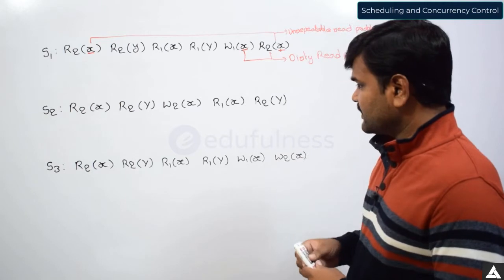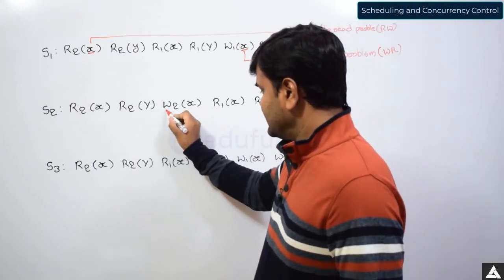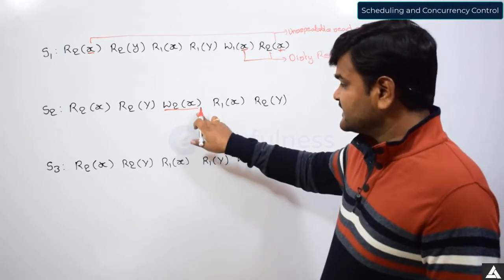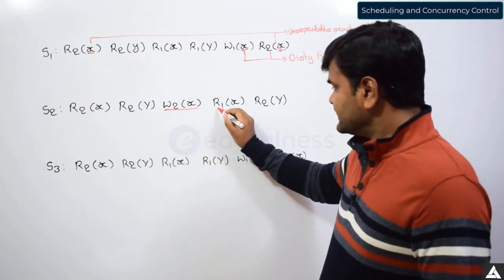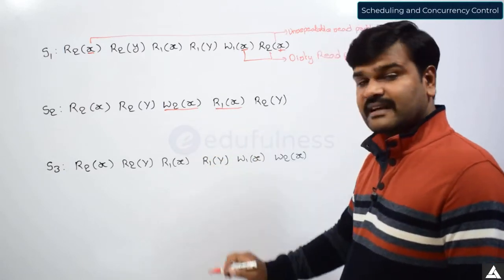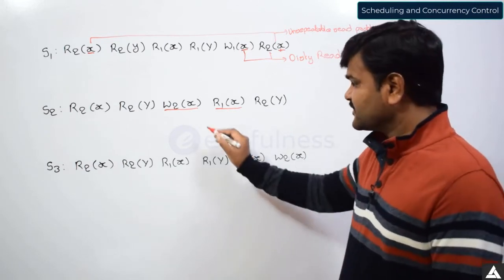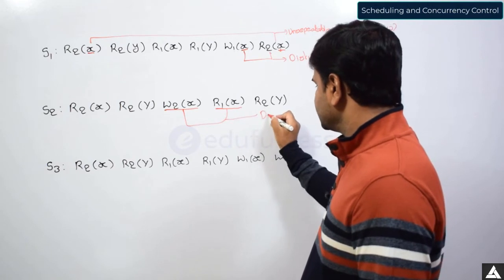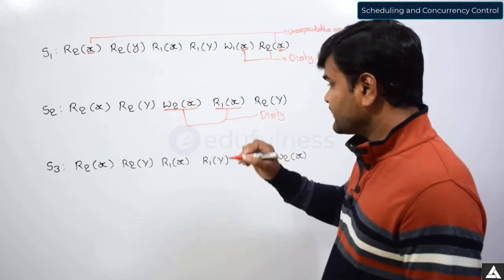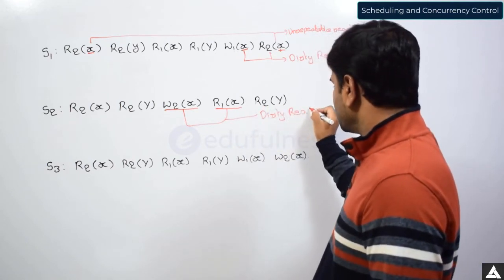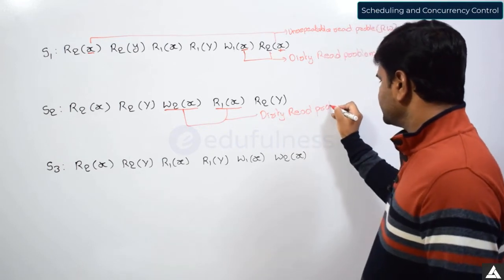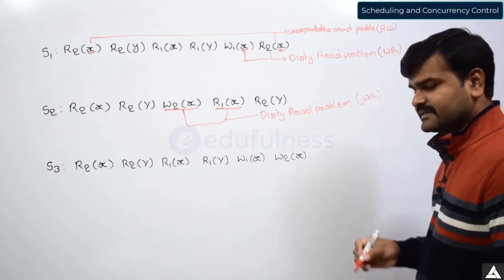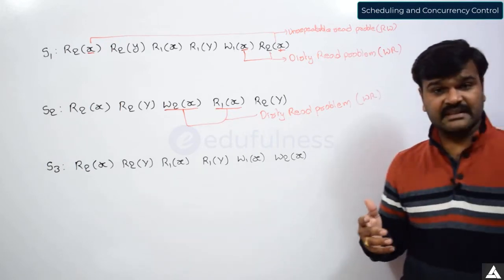Is there any other problem? Here you can see W2 performing a write operation which is not committed, and that is going to be read by the T1 transaction. So what do we call this? That is a dirty read problem, right? So S2 is suffering from the dirty read problem. That is the WR conflict. This identification is very, very important.